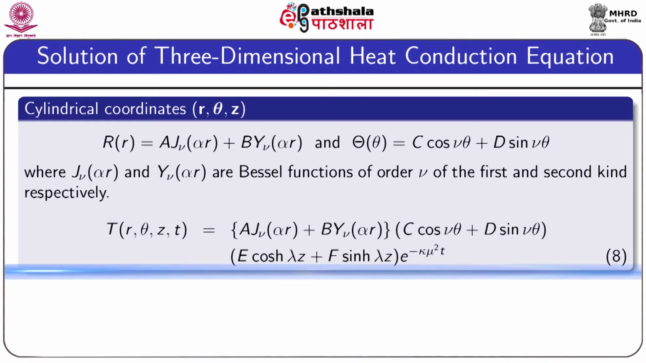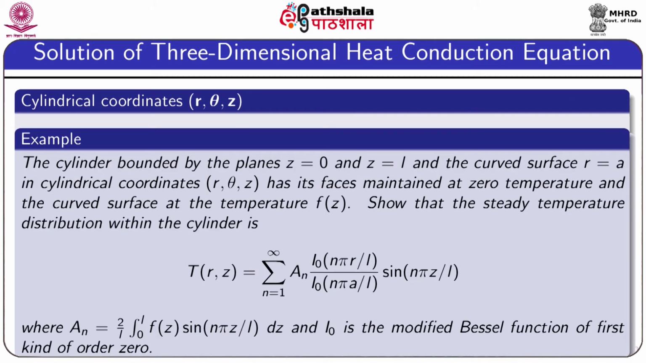Thus, our required solution is capital T equals the product of capital R, capital Theta, capital Z into tau. Now, we shall take one example where this type of equation may arise. So, this is the example.